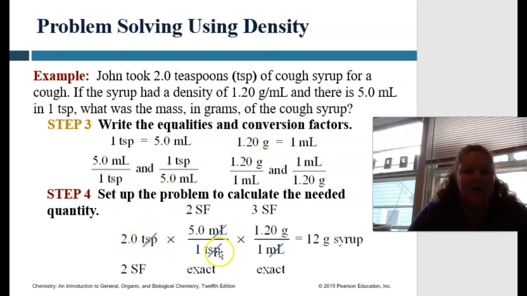We need teaspoons on the bottom to be able to cancel these out, and milliliters on the bottom to cancel this guy out. So we do 2 times 5 times 1.2. They cancel each other out, and these are both ones, so we'd be dividing by 1. And so 2.0 teaspoons gives us 2 sig figs, so we need our answer in 2 sig figs, and the answer would be 12 grams of syrup.